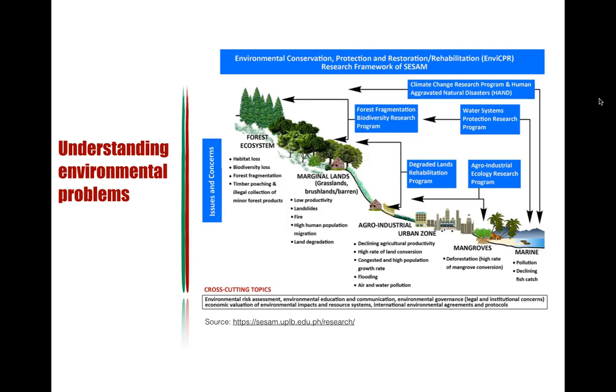Okay, and if we look into it further, bawat ecosystem may kanya-kanyang sariling problema, right? And sometimes the problems are cross-cutting. It cuts across ecosystems. Like for instance, when you talk about forest ecosystem, you have habitat loss, biodiversity loss, you have forest fragmentation, timber poaching, and illegal collection of minor forest products, right? So, and if we look deeper into the problems listed here, all of these are anthropogenic in nature. So pinapakita lang dito yung influence ng tao sa environment.